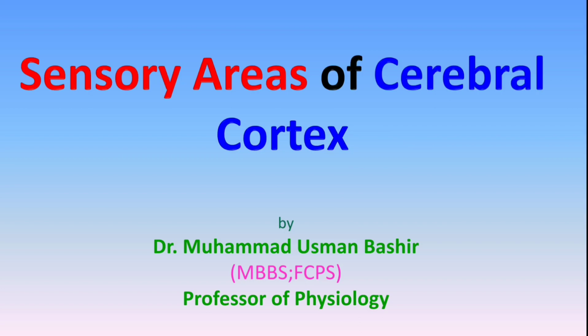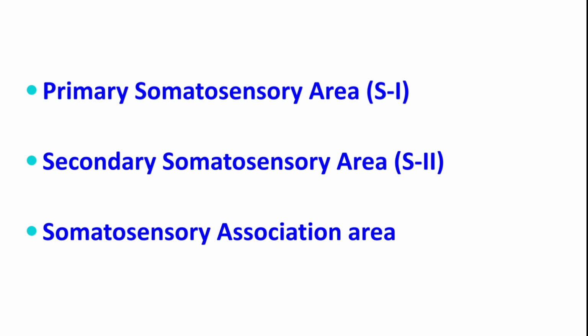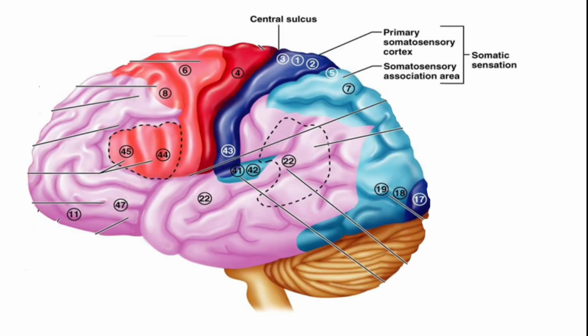I am Dr. Muhammad Usman, Professor of Physiology, and in this short video we will discuss various sensory areas of the cerebral cortex. So sensory cortex consists of primary somatosensory area or S1 area, secondary somatosensory area or S2 area, and somatosensory association area. Now here is the lateral surface of cerebral cortex, and this is the central sulcus. In front of the central sulcus there are motor areas, and behind the central sulcus there are sensory areas. So this all is sensory cortex.